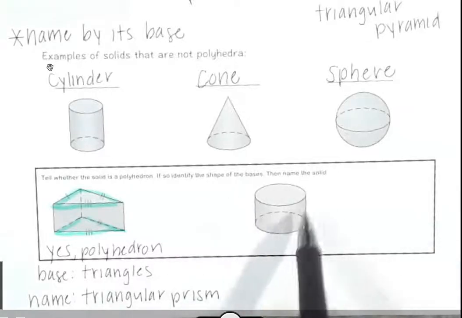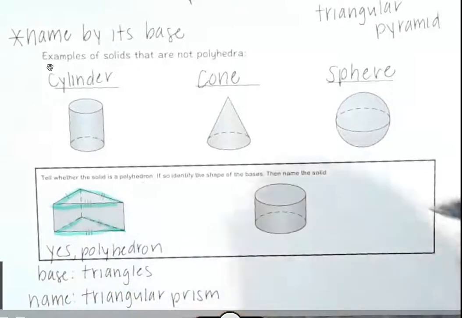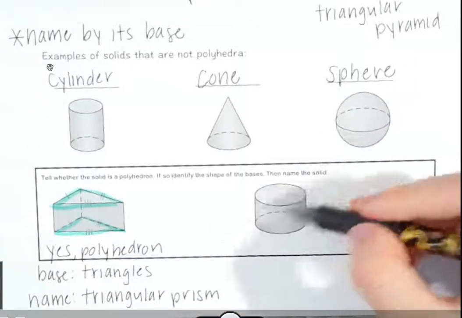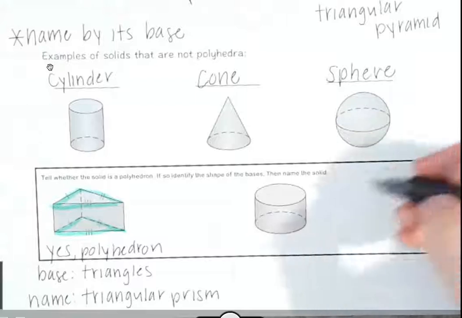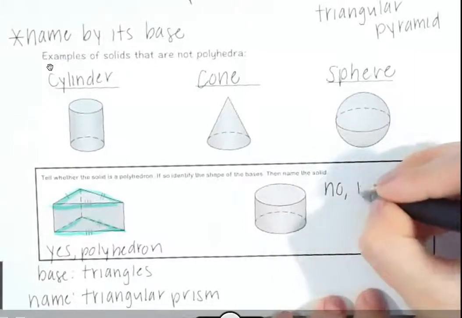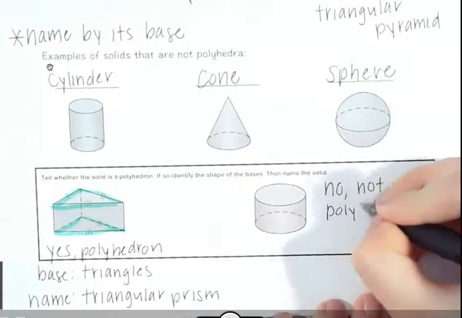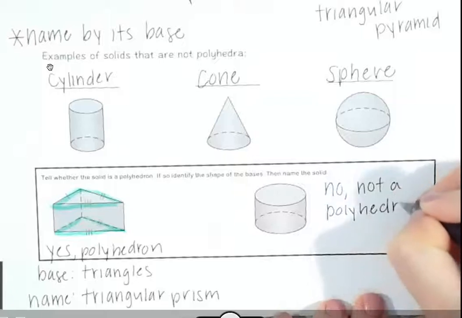Okay, now let's try this guy over here. Decide, tell whether the solid is a polyhedron. Let's think, do I have straight sides here? No, right? It's rounded, so we're going to say not a polyhedron.